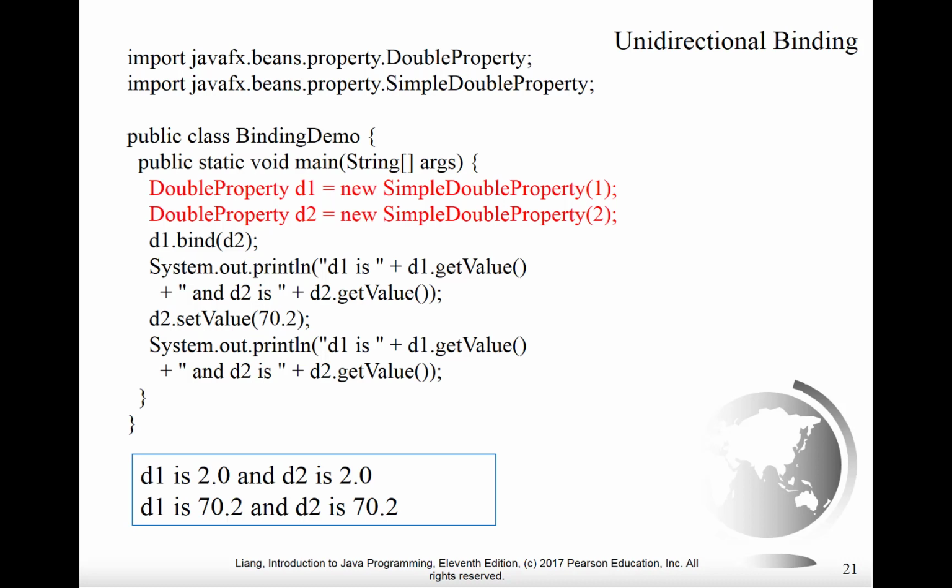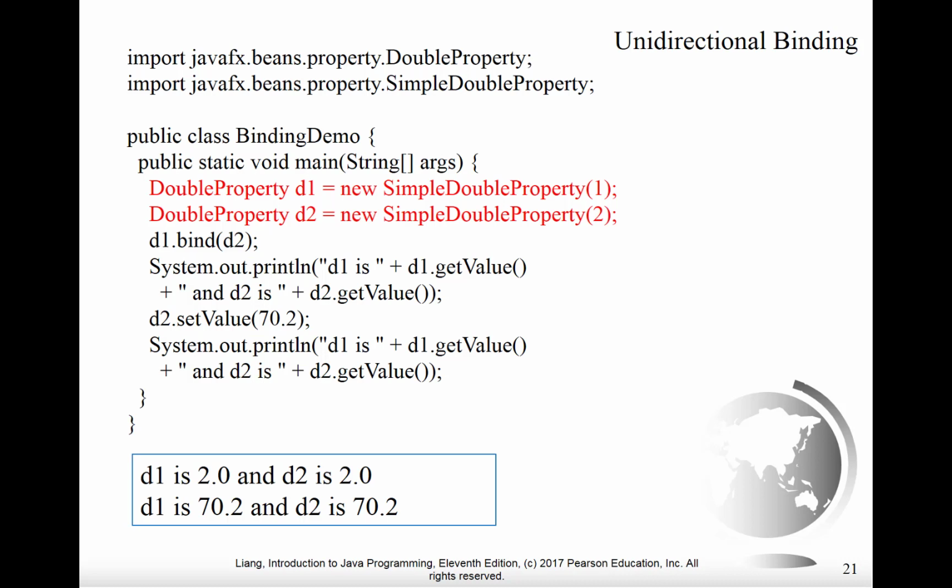So let's start by taking a look at the code that's in red. That's where the interesting things are happening. First of all, notice that we are instantiating two objects called d1 and d2. The declared type of both of those is double property, but the actual type is simple double property. That makes sense because remember, double property is an abstract class. Although we can declare things to be of that class, we can't use it in the context of new. But because simple double property is a direct descendant of double property, it is okay to declare d1 to have that as its actual type, and likewise with d2.